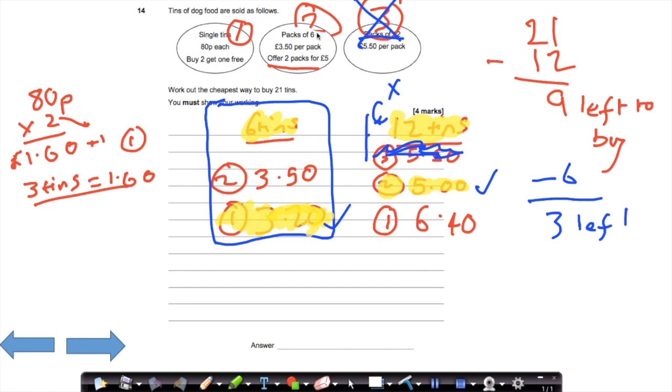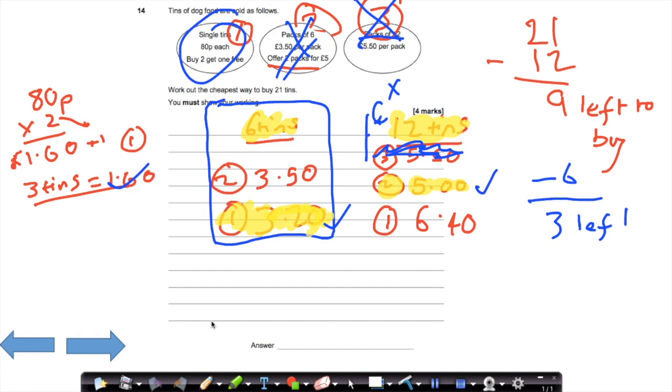As offer number 2 is sold in packs of 6, it now becomes irrelevant. We can only use offer 1, single tins, buy 2 get 1 free. Well, 3 tins for £1.60. We're going to use that offer, so we're going to use this offer that I've ticked, this offer that I've ticked, this offer that I've ticked. That gives us 12 plus 6, 18 plus 3, which is 21.